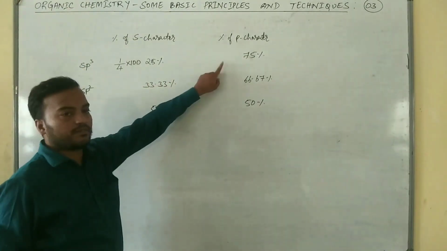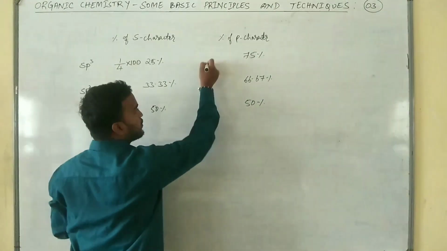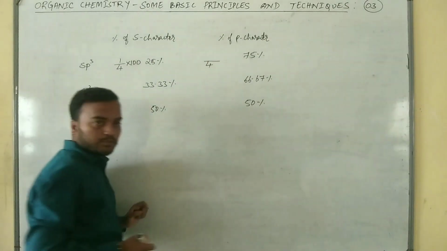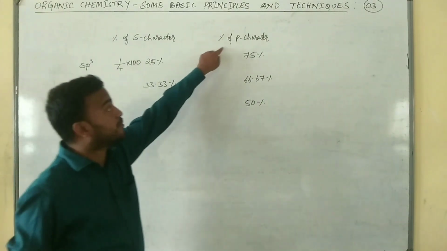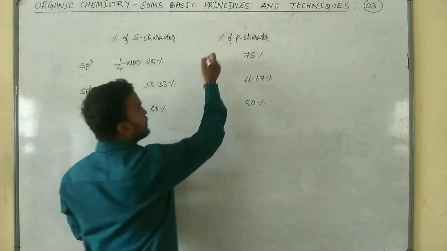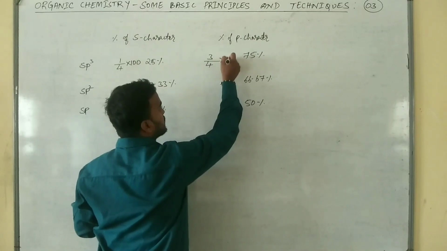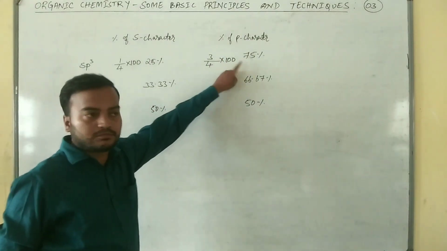So in this case, same sp3 type of hybridization, we have 4 hybridized orbitals, but out of 4 hybridized orbitals, how many P hybridized orbitals are there? 3. So 3 by 4 into 100. In this case, you will get 75%.